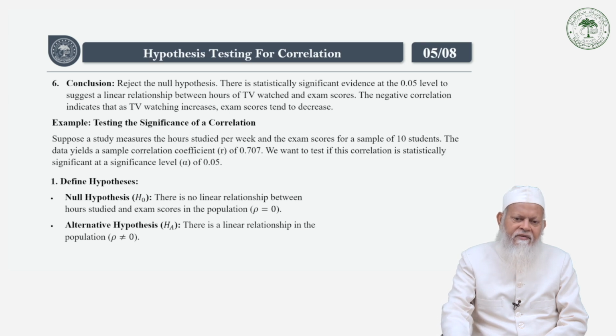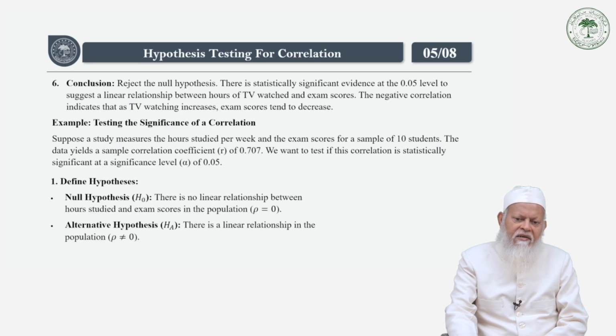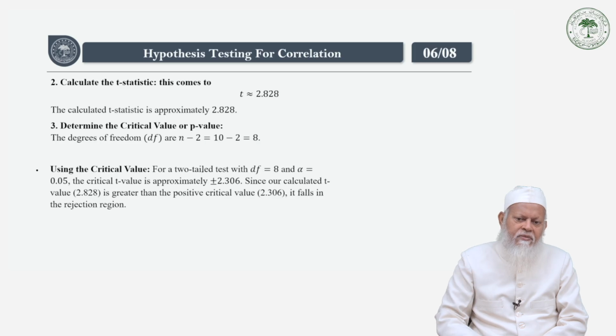We proceed ahead. Then we calculate the t statistic from the n and the r that we have been given, and this comes to be t is equal to 2.828. So the calculated t statistic is approximately 2.828. They have done it for us.